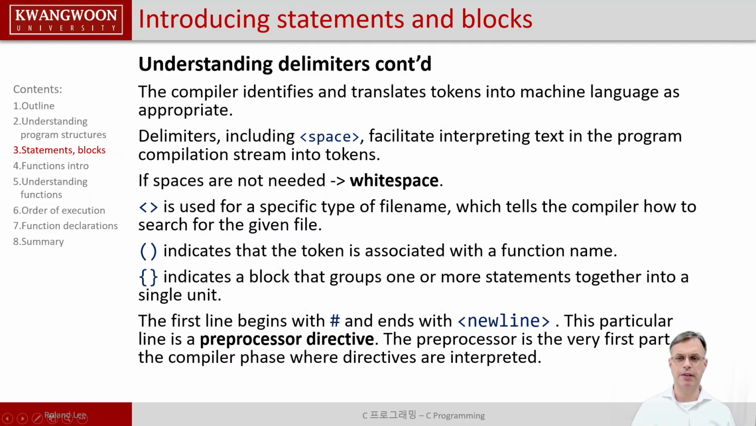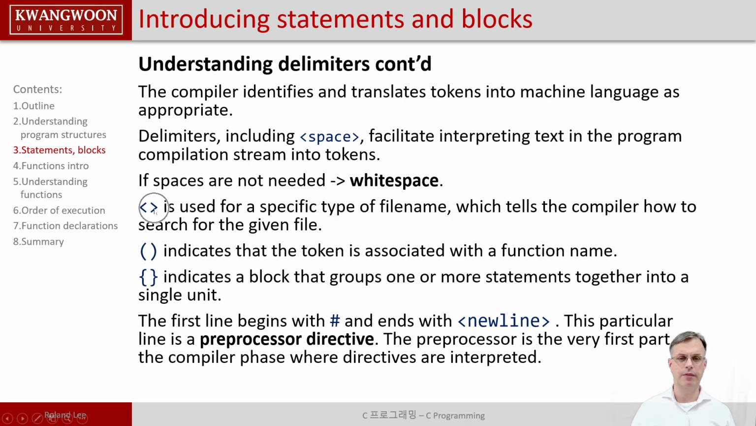As appropriate. Delimiters, including space, facilitate interpreting text in the program compilation stream into tokens. Otherwise, when spaces are not needed to separate tokens, they are optional and are considered as white space. You can see the paired symmetric delimiters from the list of types of delimiters. One always begins a particular sequence and the other always ends it.